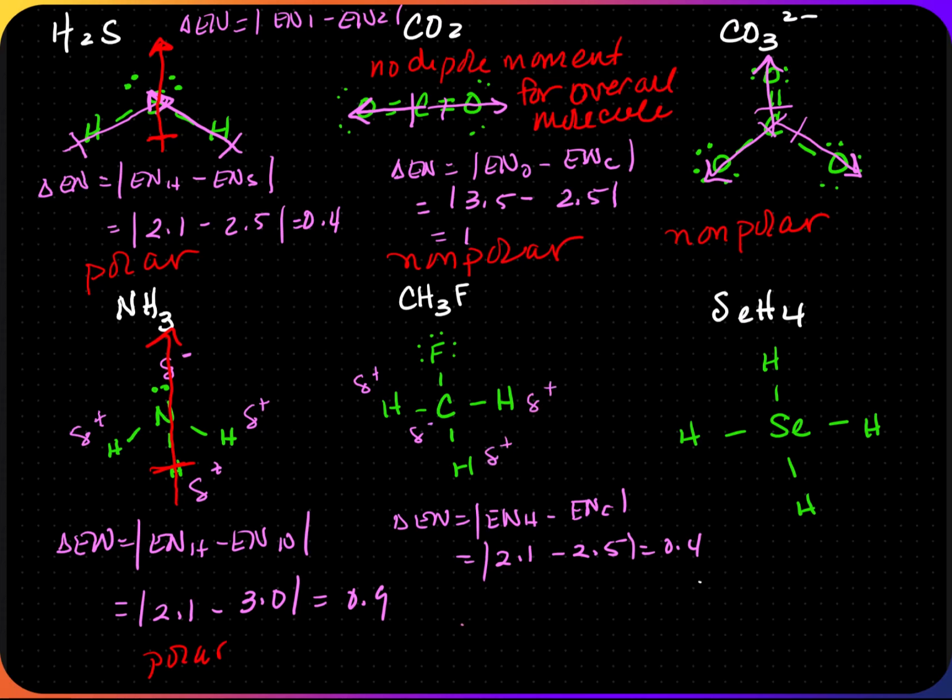Same thing here. Now we have to calculate the polarity between C and F. So delta EN is equal to the EN of the fluorine minus the EN of the carbon, absolute value. So that's 4.0 minus 2.5, which is 1.5 is the difference. And so if we draw this here, the carbon is a delta positive and the fluorine is a delta negative. So the overall molecule will be polar and it will go towards the fluorine.